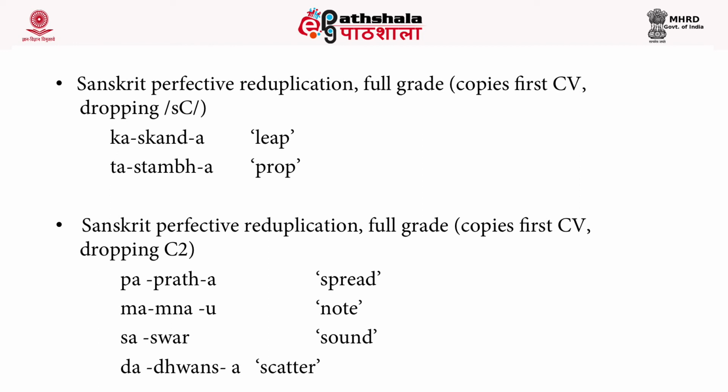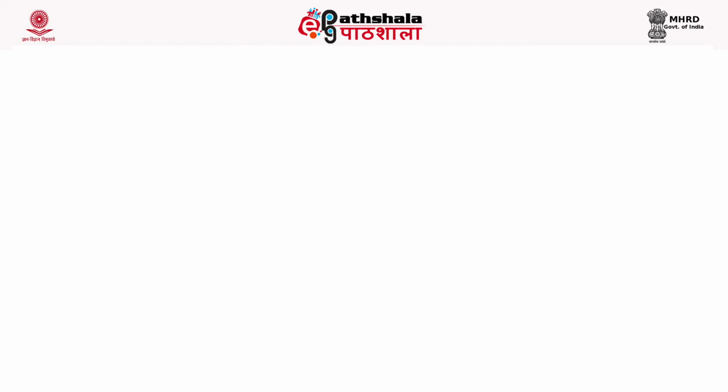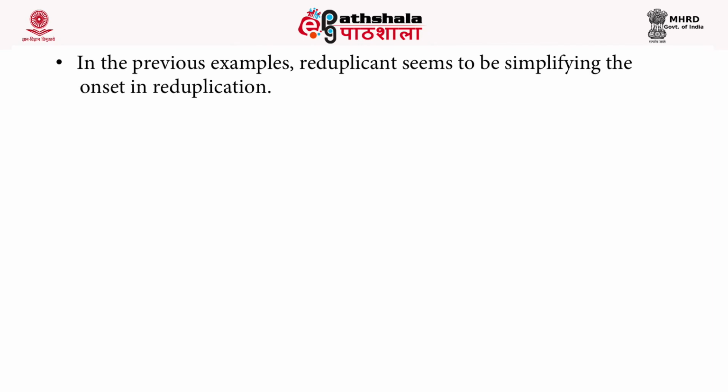Similarly, in Sanskrit perfective reduplication, we have pa pratha, mamamna, saswar, dadhvans. Now what is happening here is, in pa pratha the ra is getting deleted, and in the second example the na is getting deleted. So basically they do not allow for complex onsets. Now what we can find is that the onsets are getting simplified. So consonant clusters there are getting deleted. So the reduplicant seems to be simplifying the onset in reduplication.